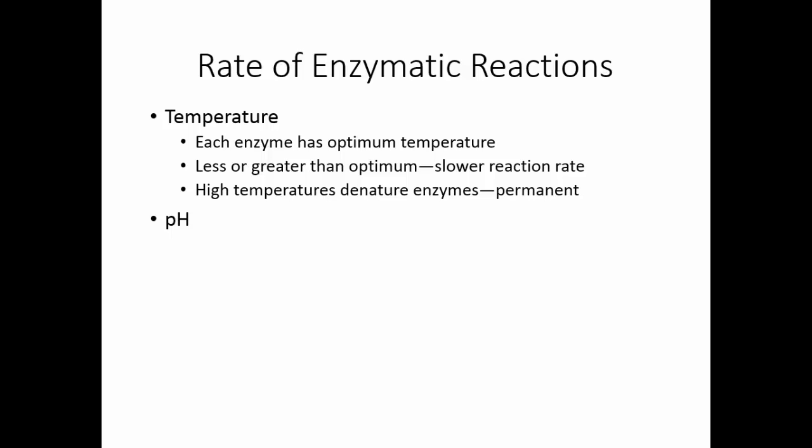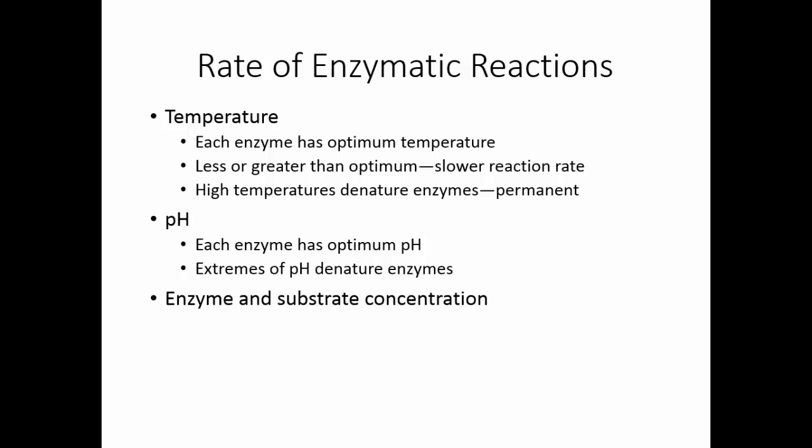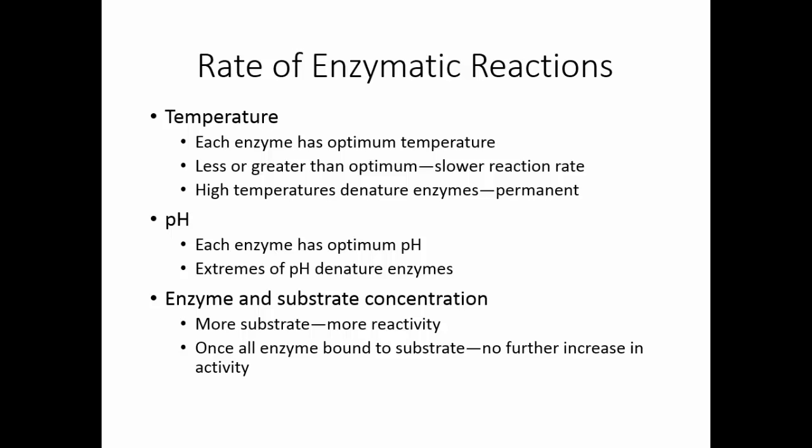pH is another factor that can affect the rate of enzymatic reactions. Again, each enzyme has an optimum pH. Extreme pHs also denature enzymes. And the third thing that affects the rate of enzymatic reactions is the amount of enzyme and the amount of substrate available to react. If there's quite a bit of substrate, then every enzyme will be busy breaking down substrate. You'll have more reactivity. Once all the enzyme is bound to the substrate, however, you'll have your maximum amount of activity. If there's not enough enzyme concentration, then the enzyme will be very slow to break down the substrate.